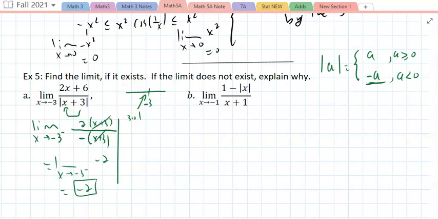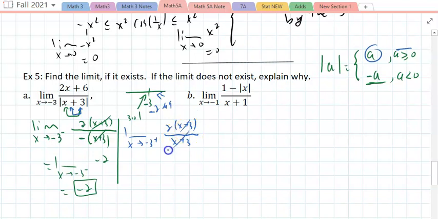Very good. Now if I take the limit as x approaches negative 3 from the right, let's say negative 2.99. Negative 2.99 plus 3 is positive. If it's positive, I don't need the absolute value. So I just drop the absolute value. Factor a 2 out of the top. That's the limit as x approaches negative 3 from the right of 2. The limit of the constant is the constant.